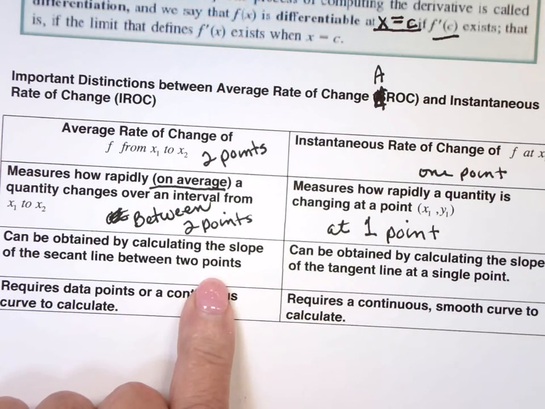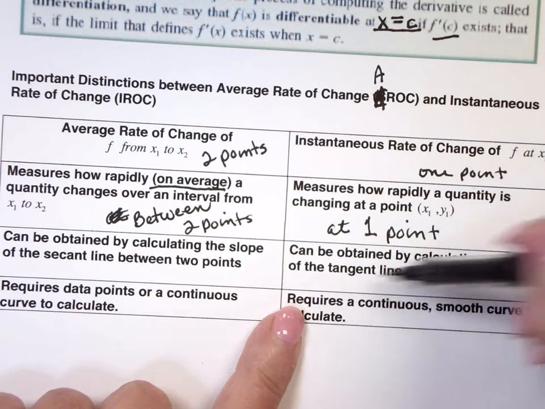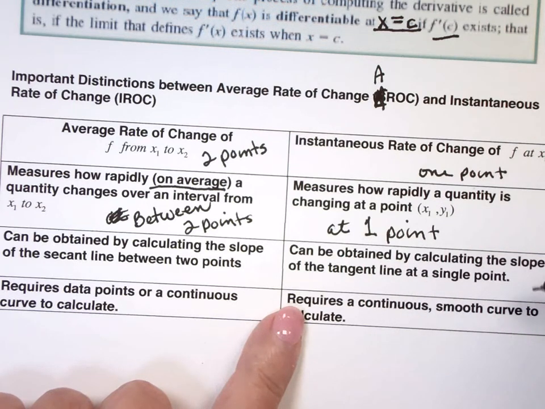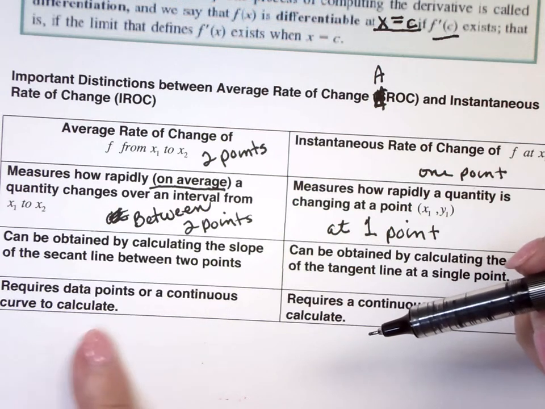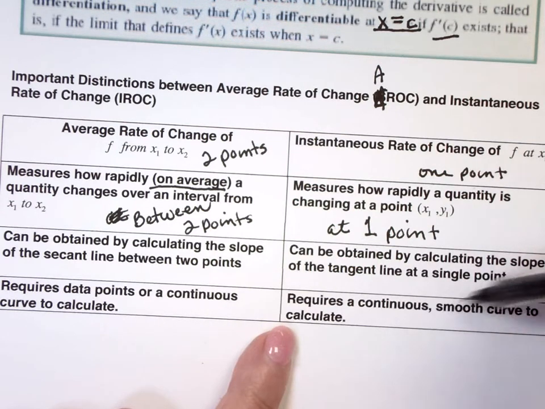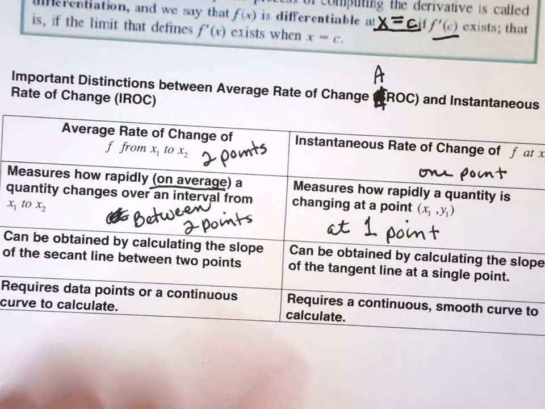Average rate of change can be obtained by calculating the slope of the secant line between 2 points. That's the good old slope of the line. Instantaneous rate of change can be obtained by calculating the slope of the tangent line at a single point. The first requires data points or a continuous curve to calculate. The second requires a continuous smooth curve to calculate. Continuous smooth means that, remember, you're going to be taking that limit. Everybody has to behave nicely on the way, at that point. Away from that point, don't care.